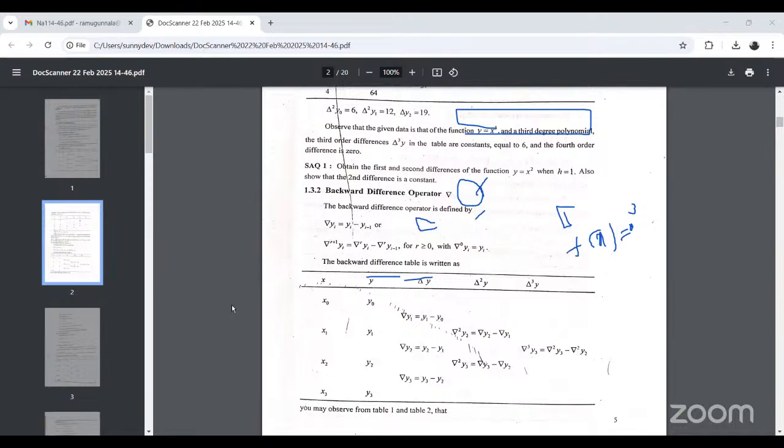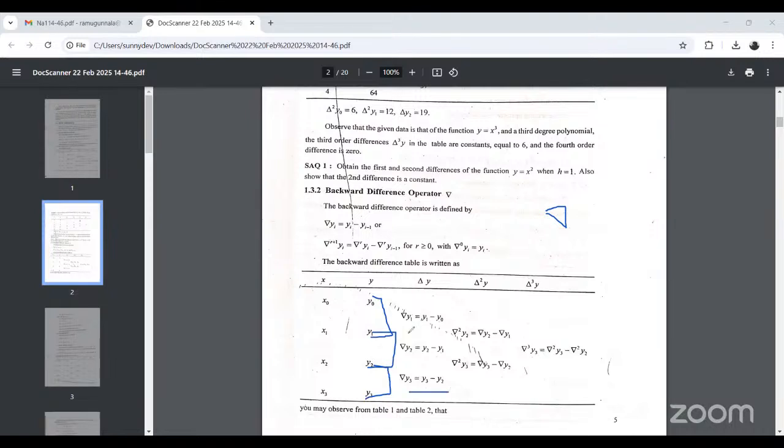Now come to backward difference operator. Okay. Now we just change the symbol. So this symbol is called nabla. See, what does nabla mean? This is the difference, that is y1 minus y0. And similarly, y2 minus y1. And similarly, y3 minus y2. So nabla y1 equal to y1 minus y0. Nabla y2 equal to y2 minus y1. And nabla y3 equal to y3 minus y2.